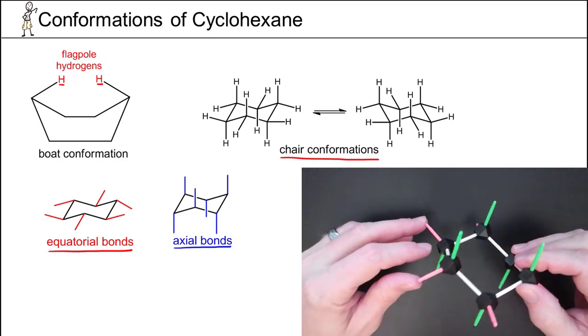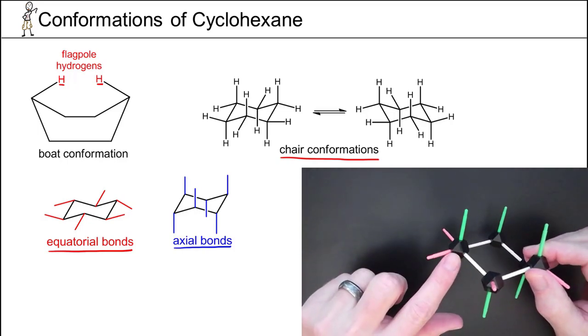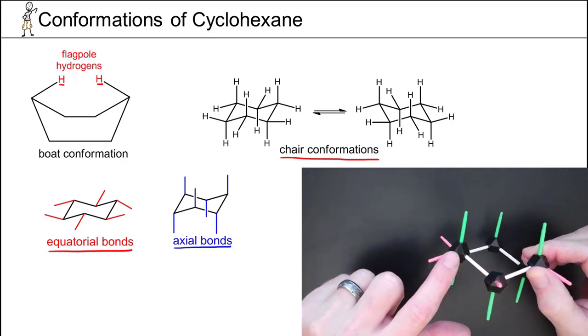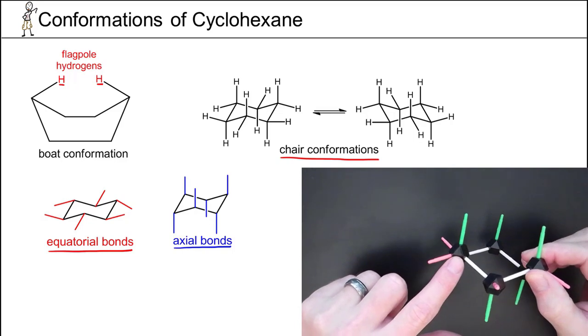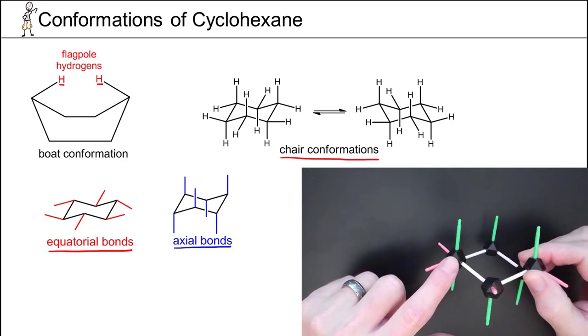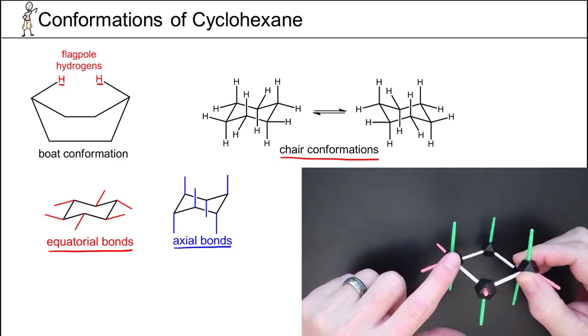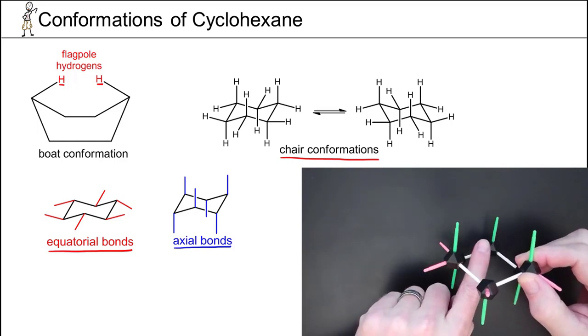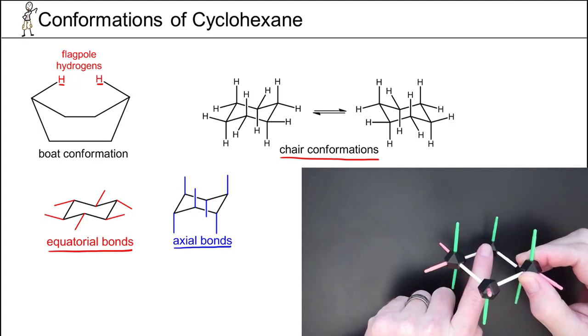If you also look down one of the bonds here, and we're going to look down this bond right here, you'll see that in cyclohexane we're at a perfectly staggered arrangement. That also leads to the stability of the chair conformation. You'll also notice that with the axial position, you have a gauche interaction with this carbon right here. So that's a gauche, 60 degrees apart.